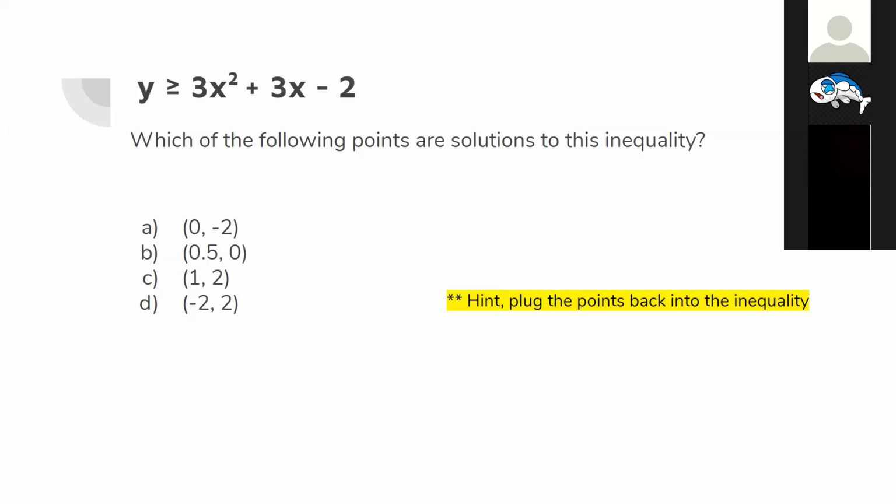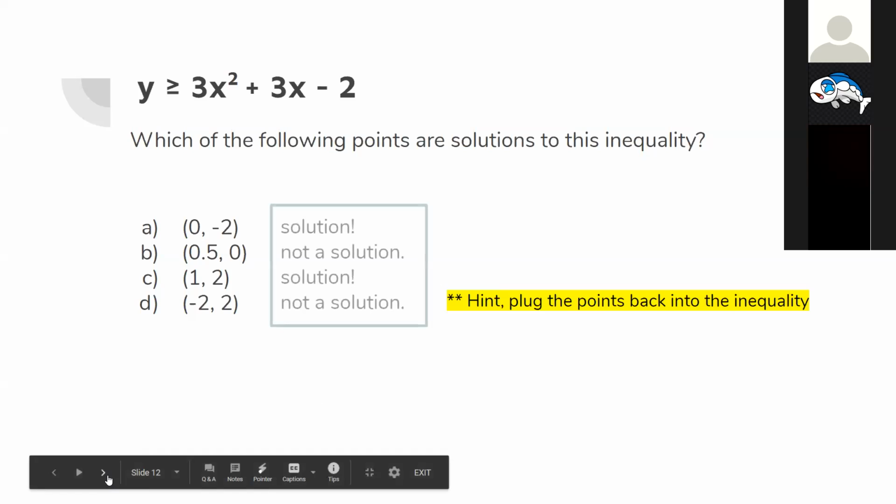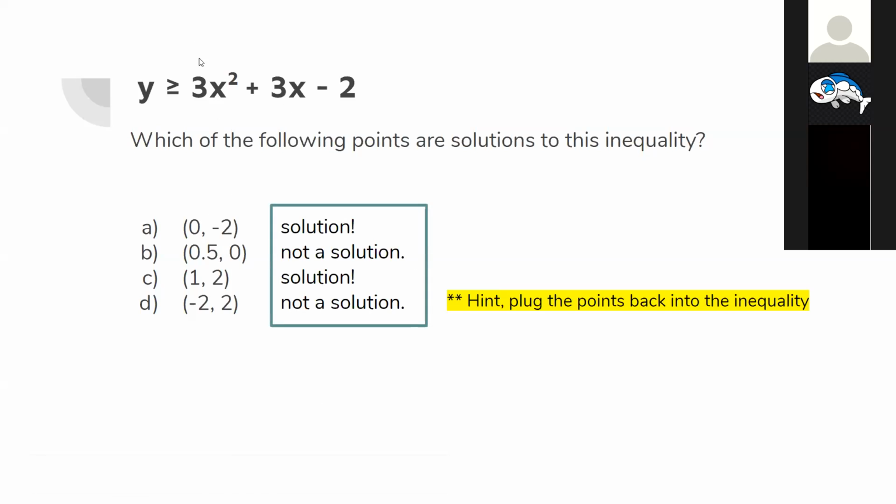Does everybody understand how to do this? Yeah. So we would just plug each one in. If we plug in 0, 3 times 0 squared is 0, plus 3 times 0 is another 0, and then -2. So -2 is greater than or equal to -2 over here. So that's a solution. And you would just keep on doing this for every single point.